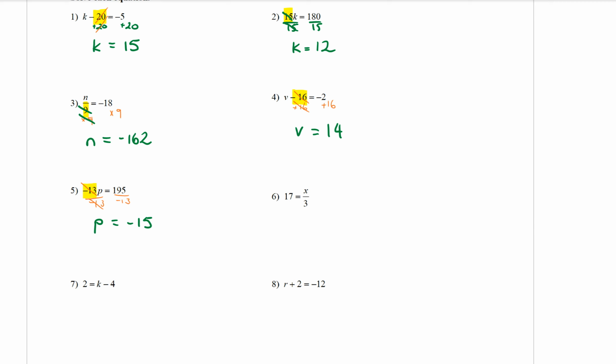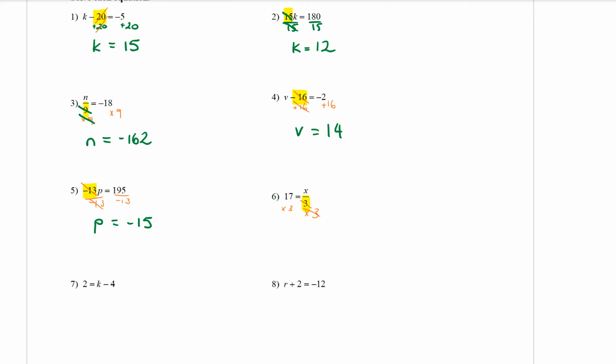Question 6. 17 equals x over 3. Now this question has the x on the right-hand side. We haven't had that happen yet. We need to move the 3 that is with that x. It doesn't matter that it's on the right. Whatever is with that x is the number that has to go. The line means divide. So the opposite is to times by 3. Cross off. Divide by 3, times by 3. Crossed off.